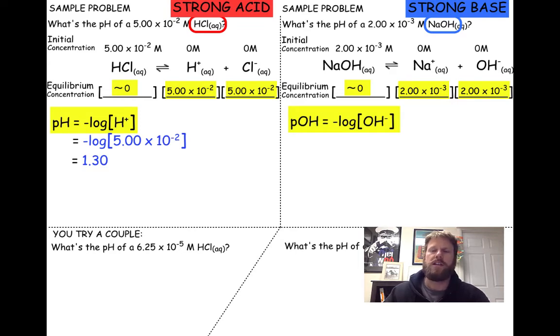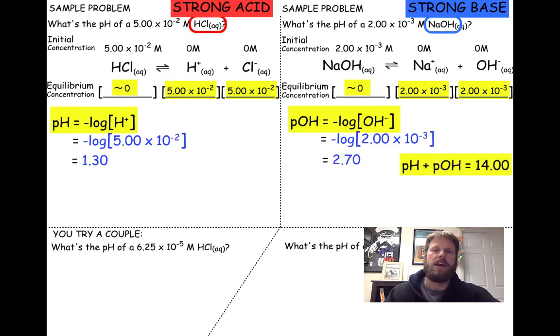So we can get the pOH instead of the pH by taking the negative log of the OH- concentration. So that ends up being 2.7. And then to get the pH, we can use pH plus pOH equals 14. So 14 minus the pOH will get me the pH. So I get a pH of 11.3.